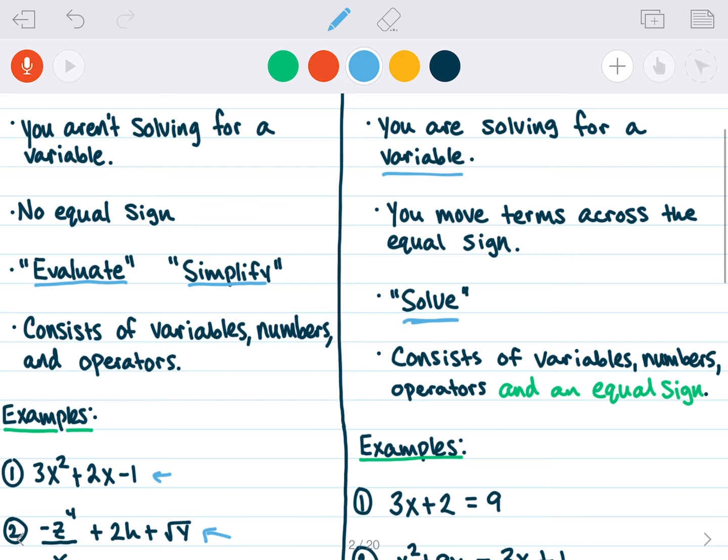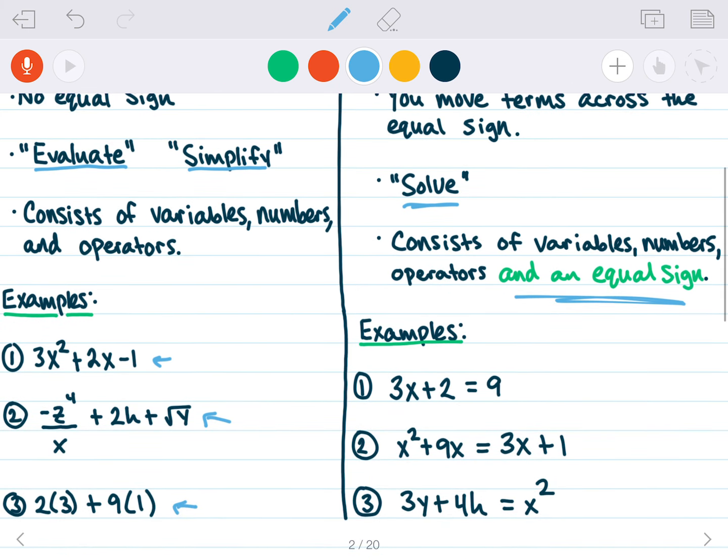Just like expressions, equations consist of variables, numbers, and operators, but the big thing here is that equations have equal signs, and that's what we're going to be focusing on today. So, our first example, this is an equation, 3x plus 2 equals 9. On the left side of the equal sign, we have an expression, 3x plus 2. On the right side of the equal sign, we have an expression, 9.